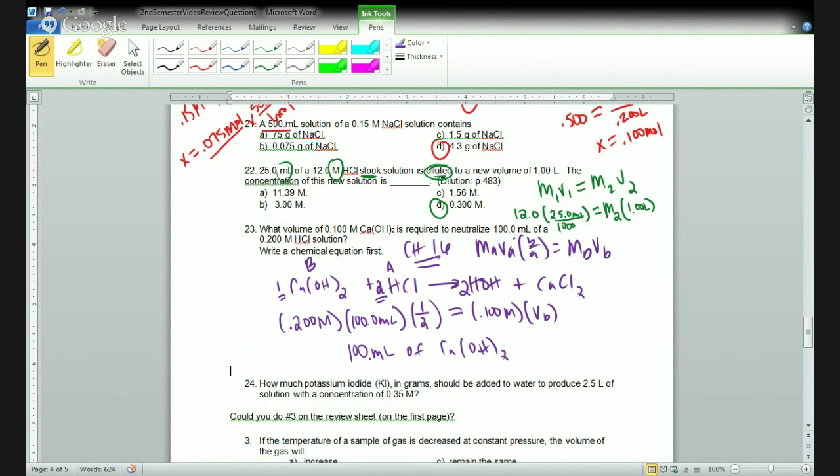And on your test tomorrow, just so you know, there wouldn't be an acid question in the middle of the solution stuff. It would be in its own chapter, so I'm sorry about that.